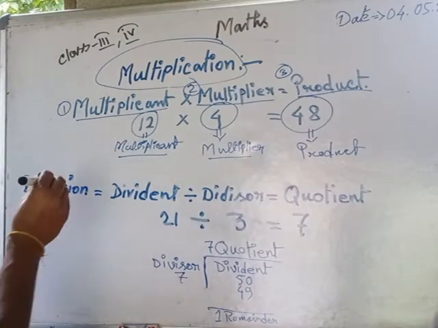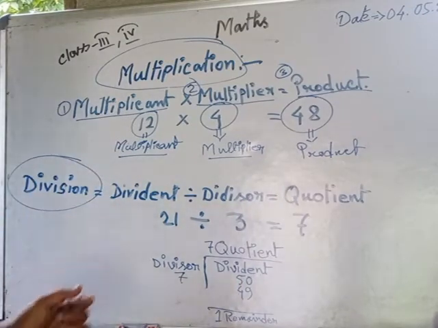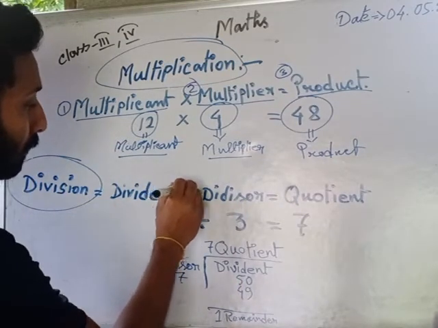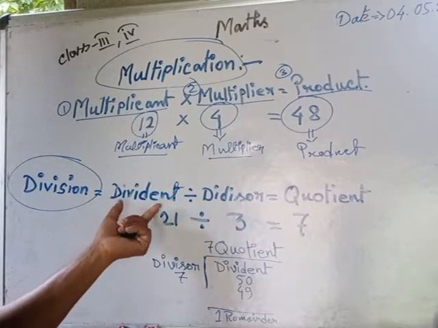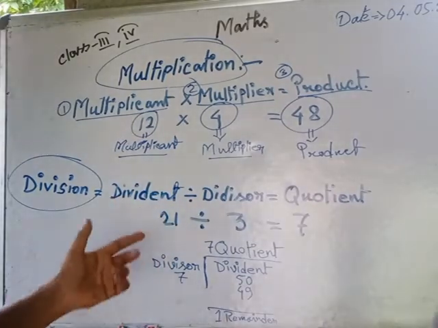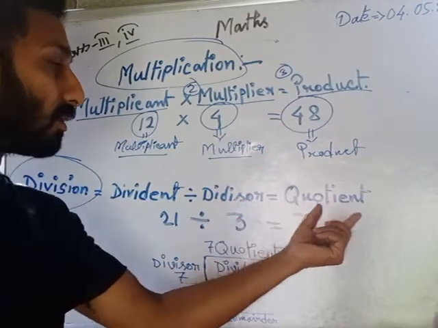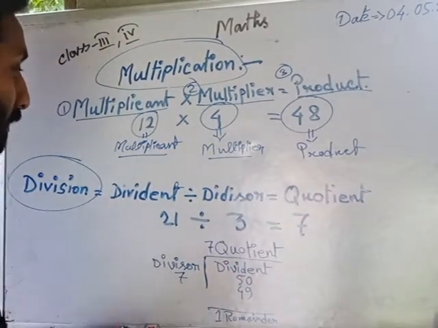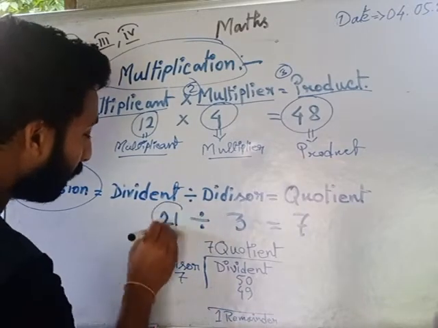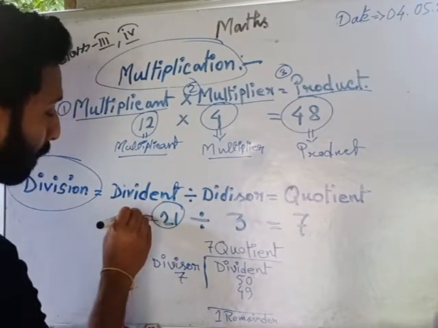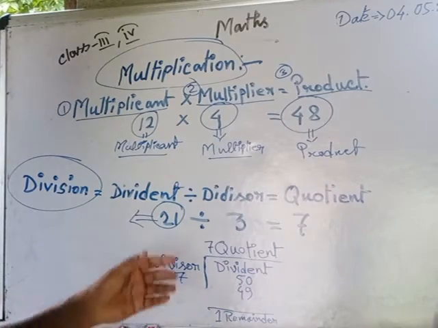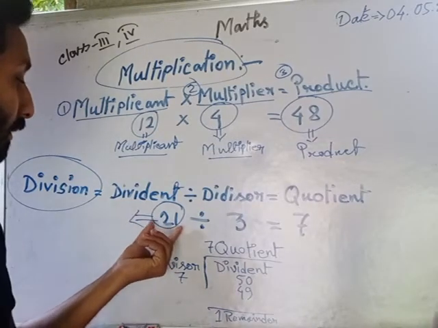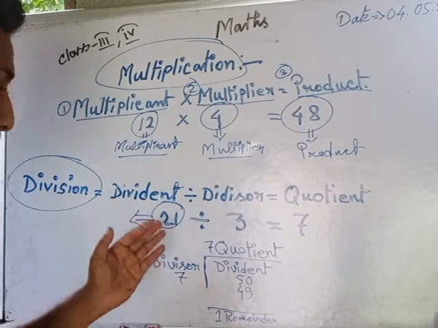When it is division time, there are 4 terms: dividend, divisor, quotient, and remainder. Dividend, that means dividend is a number that is being divided, that is called dividend.